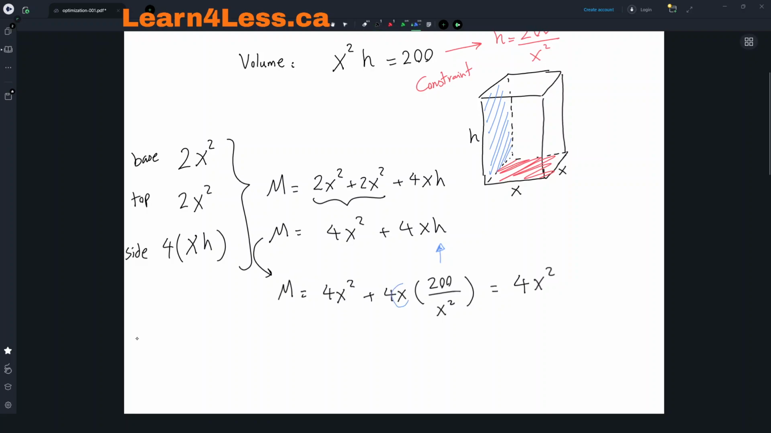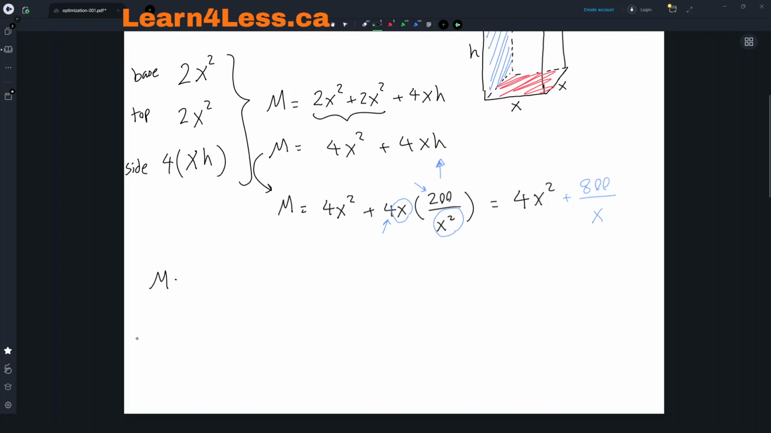I have 1x here, 1x squared here. I can simplify that, so I only get a single x in the denominator. And I have 4 and 200, which get multiplied to 800. So overall, I have material is equal to 4x squared plus 800 over x. This is my objective function, and it is a function of only one variable right now, which is perfect for optimization.